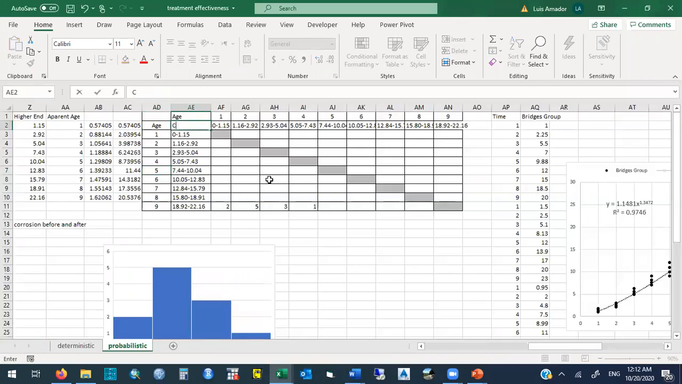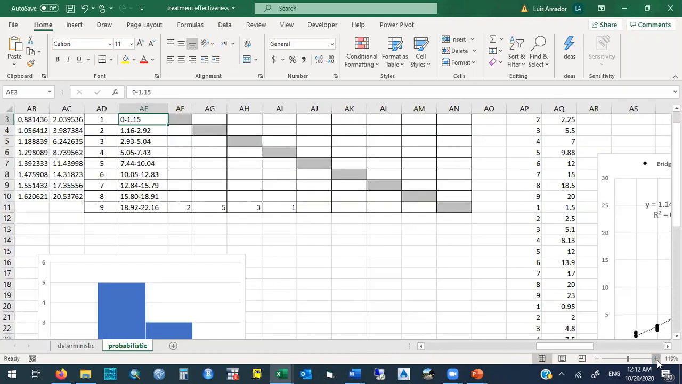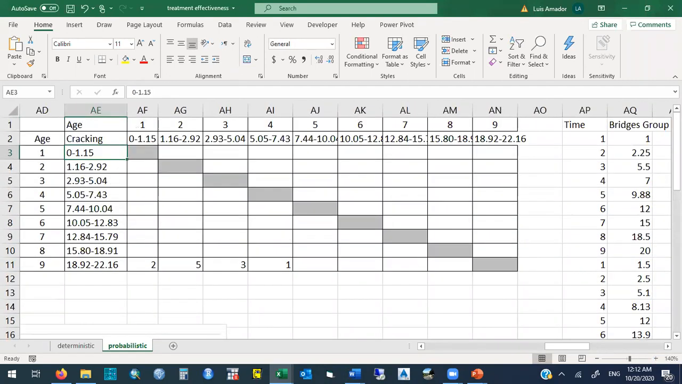So I need to have one of these for cracking. I need to have one of these for rutting. And I need to have one of these for deflection basin area from FWD. If you have roughness, you need one of these for roughness. If you have PCI, you need one of these for PCI. Okay? In this case, it was corrosion. But it's gonna be for the indicator you have.